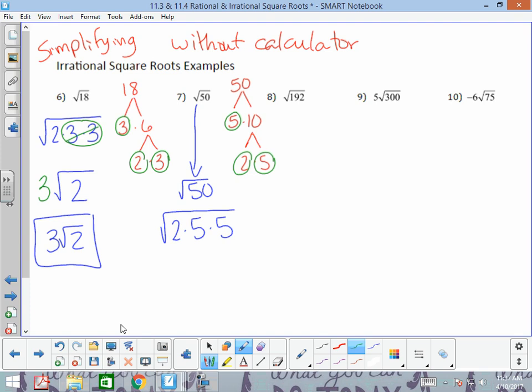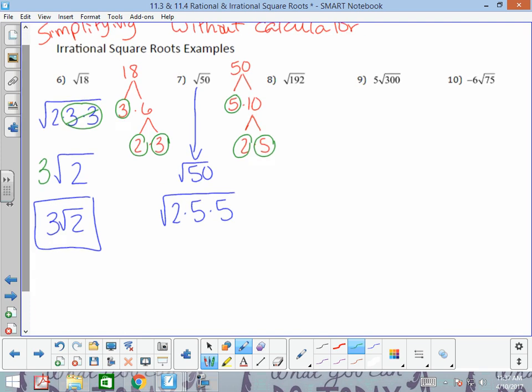So again, we're looking for twins, a pair of lookalikes. So 5 has a twin. The square root of 5 times 5 is 5, because the square root of 5 times 5 is actually the square root of 25, which is 5. So that means the 5 gets to come out. The 2 doesn't have a twin, so it has to stay in. Square root of 2 is an irrational number, so we can't factor that down anymore. We can't simplify it anymore. So the answer is 5 square root of 2.